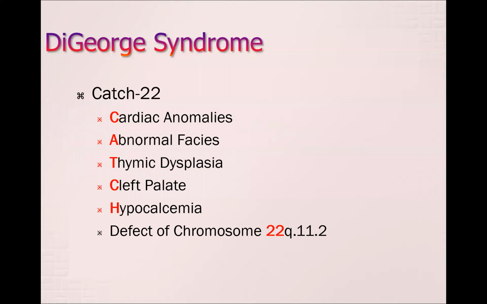So CATCH-22, for those of you who can't or don't remember the mnemonic of it, is cardiac abnormalities, abnormal facies, thymic dysplasia, cleft palate, hypocalcemia, and a defect on chromosome 22q11.2. So you'll want to remember that to go along with the associations of DiGeorge syndrome.